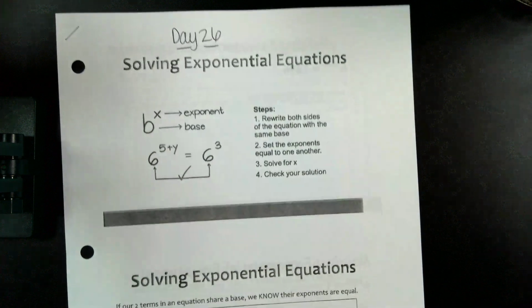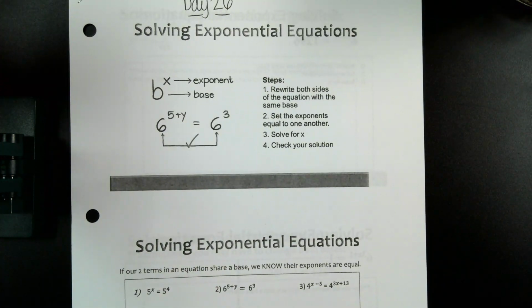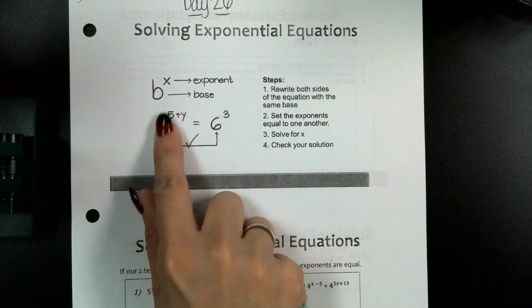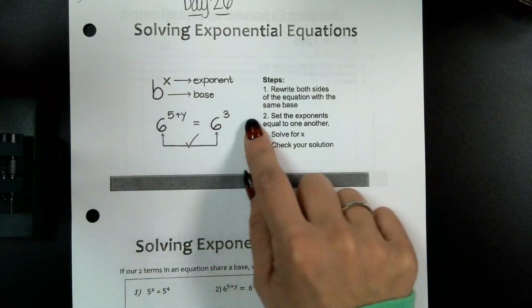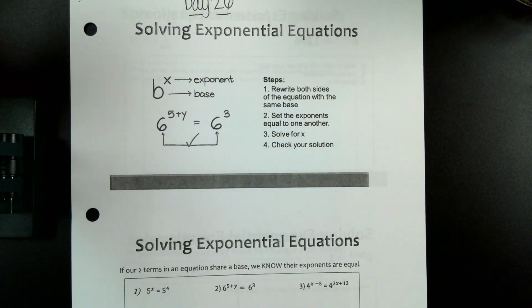Exponential equations. Okay, so an exponential equation is exactly what it sounds like. You are going to have a base with an unknown exponent, and then you'll have a base with another exponent, and we're going to have to figure out the missing piece of the exponent. Up until now, you guys have never really solved for missing exponents, so I'm going to teach you how we do that.